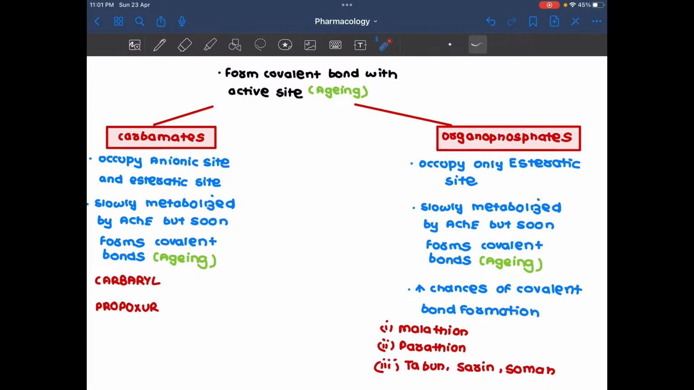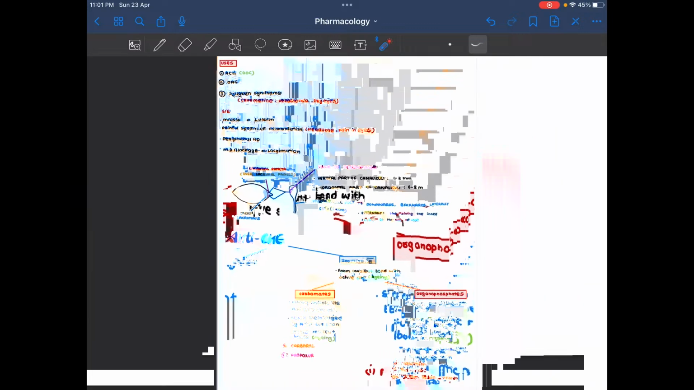ठीक है, so these organophosphates, they have more chances of your covalent bond formation as compared to your carbamates. And what are they? We have malathion, parathion, and we have these nerve gases. ठीक है, chemical warfare में use करते थे. That is sarin, soman, and your tabun. ठीक है, so these are the organophosphates.